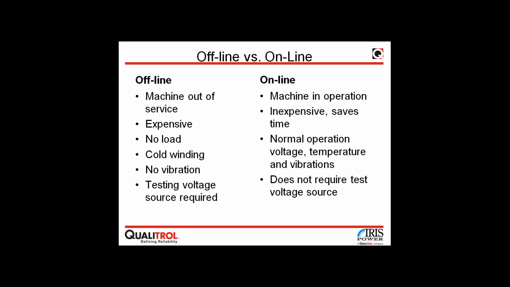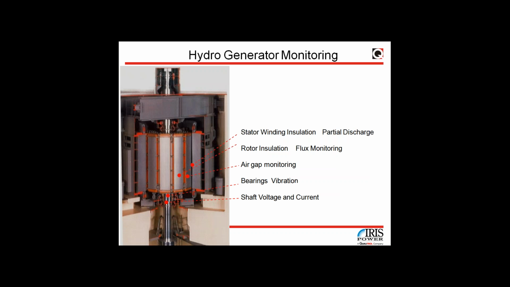In the offline method, the machine is out of service, so that is basically an expensive proposition. We don't make money. In addition to that, test conditions are not similar to the online regime of operation. There is no load, the winding is cold, there is no vibration, and so on. When we do an online test, once we install the sensor, we can approach the machine with the test equipment anytime we want, and that implies normal operating voltage and temperature, which is useful in data analysis and understanding of the problems within the machines.